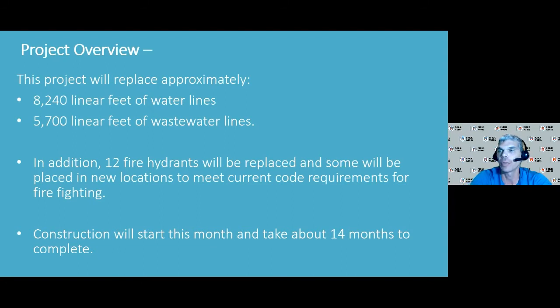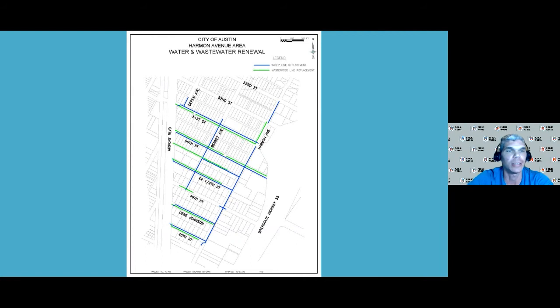So Emily, if you wouldn't mind going to the, yeah, thank you. So this is an overview map of where the work will be done. The blue lines are where there will be new water lines, and the green lines are where there's going to be new wastewater lines.